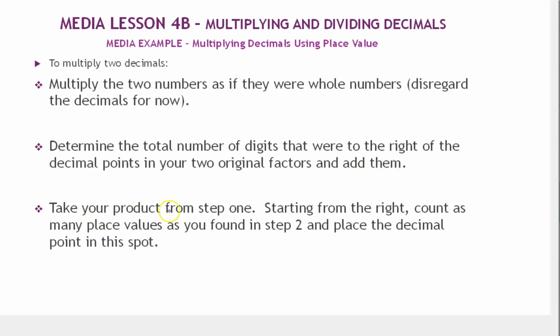Then we're going to take our product from step 1, and starting from the right, we're going to count as many place values as we found in step 2, and place the decimal point in this spot, moving from the right to the left.